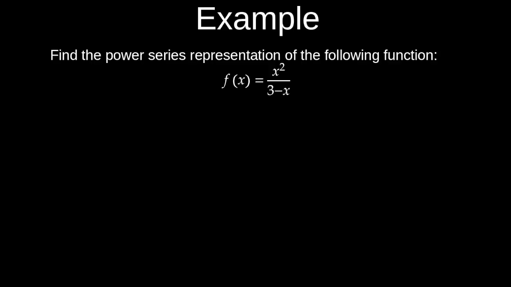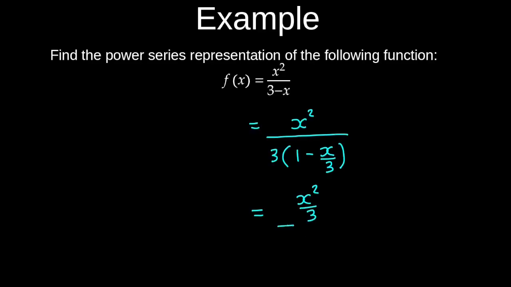Let's find the power series representation of the following function. So we can say that it almost looks like a geometric series. So we can try some algebraic manipulation. So factoring out 3, and then we can write x squared on 3 in a numerator. So this looks like a geometric series where the constant is x squared on 3, and the ratio is x on 3.